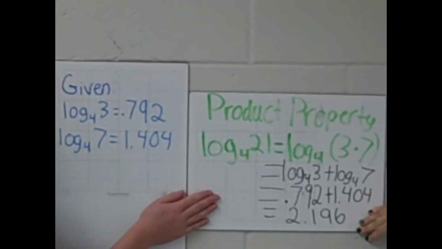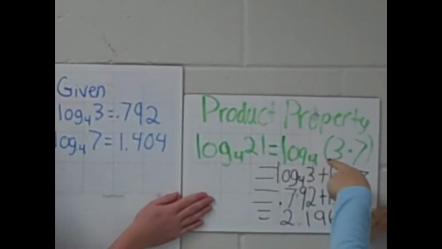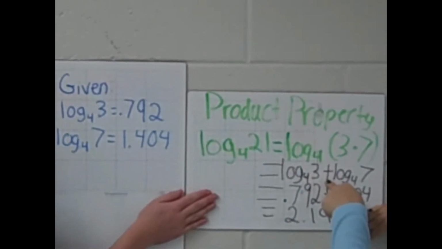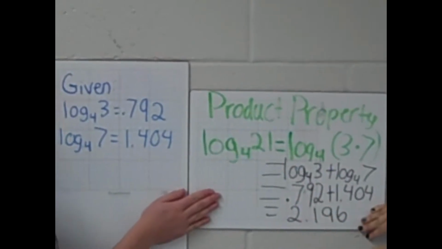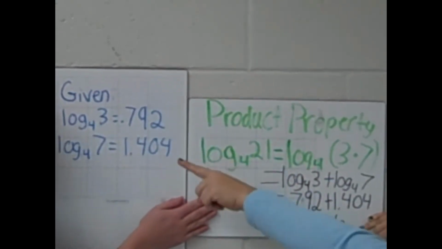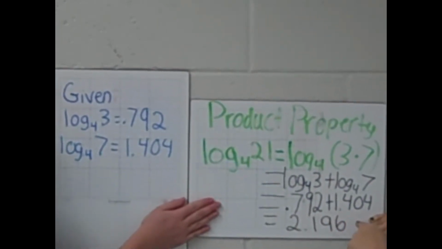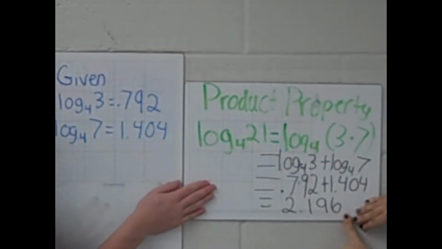Okay, now we're learning the product property. You take log base 4 of 21, and then you simplify it to 3 times 7. And then you put a plus sign when you're solving it because it's a multiplication problem. So you take log base 4 of 3 plus log base 4 of 7. You put in the given, which is 0.792 and 1.404, and then you simplify it to 2.196.